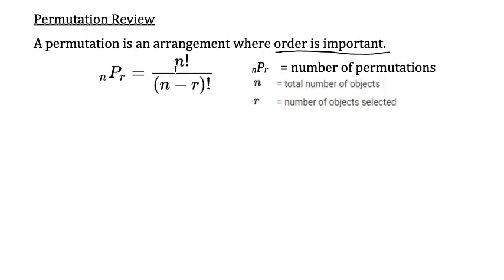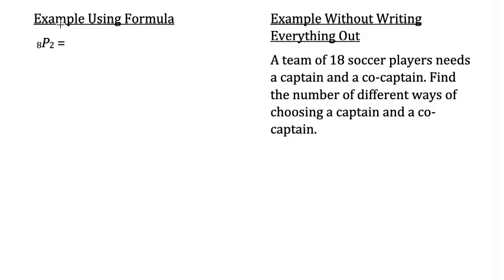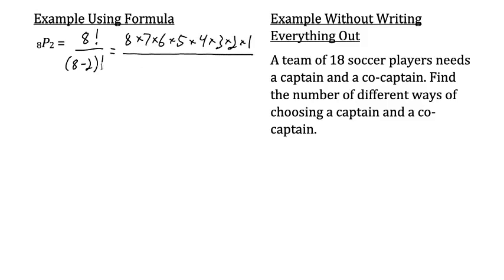So if we have n things, we start with n factorial, and then we divide by n minus r factorial, where r is the number of objects selected. So to use the formula for 8 pick 2, that would be 8 factorial over 8 minus 2 factorial. Writing this out the long way, 8 minus 2 factorial equals 6 factorial.